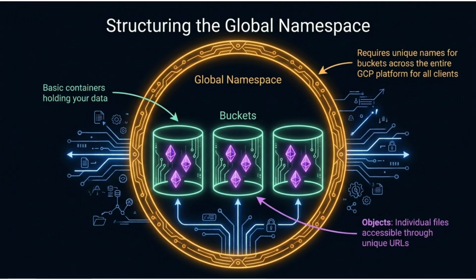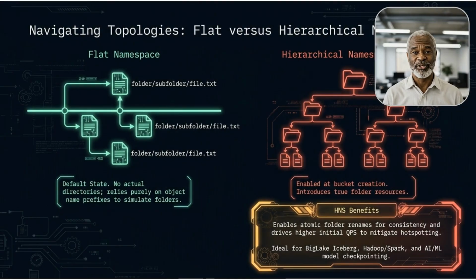Buckets are basic containers holding your data, and objects are individual files accessible through unique URLs. Flat namespace is the default, simulating folders via object name prefixes. Hierarchical namespace, or HNS, introduces true folder resources, enabling atomic folder renames and mitigating hotspotting, which is ideal for Big Lake and AI/ML model checkpointing.